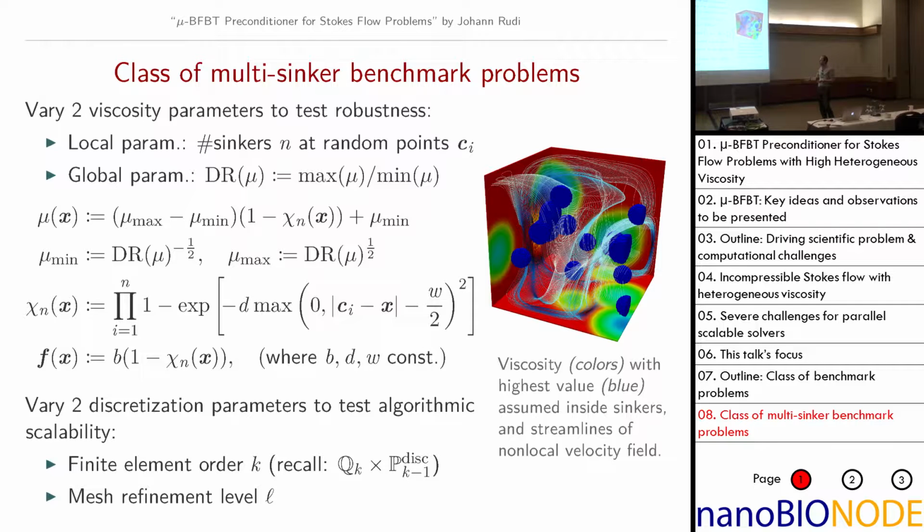The right-hand side forcing is what makes the sinkers go down. It's a kind of gravity pull. So 2 parameters will be varied: the number of sinkers, and the dynamic ratio. It's a global property of maximum viscosity over minimum viscosity. And for algorithmic scalability, I will increase finite element order K, and I will increase mesh refinement level L.